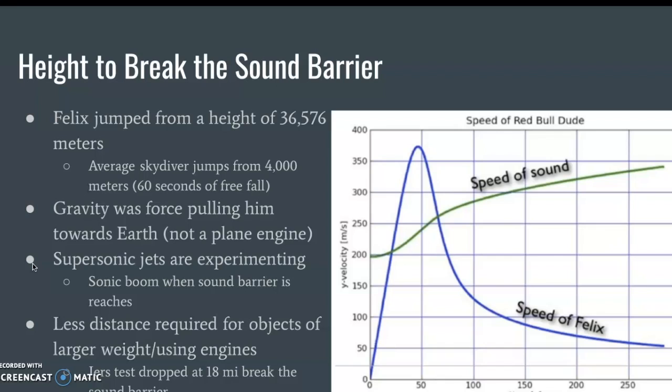But again, these both have engines and are a lot heavier than Felix, so they don't require as high of a starting point to drop from to break the speed of sound. But Felix did in fact break the world record for being the first human to break the sound barrier with just him falling through the atmosphere.